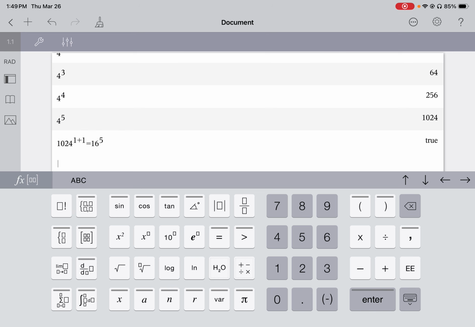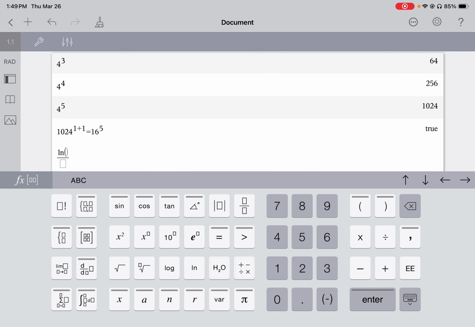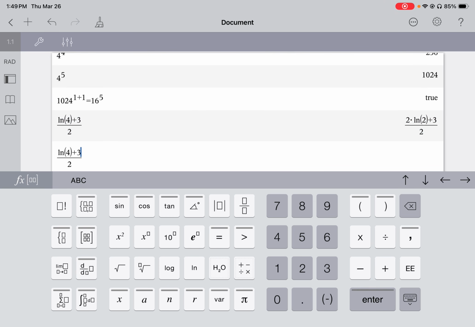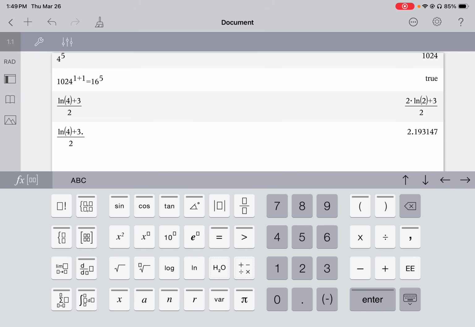So let's start. In the calculator, I'm going to open up a fraction first. I'm going to type the natural log of 4 plus 3 divided by 2. And then mine is a little bit different than yours. I need to put a period to get a decimal. So we have 2.19.